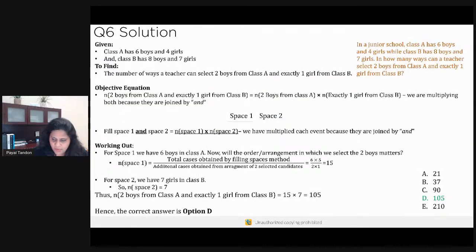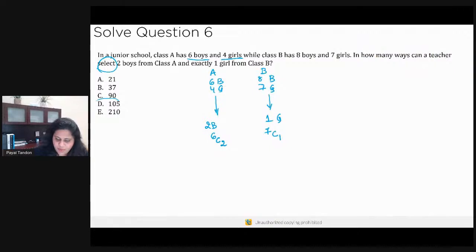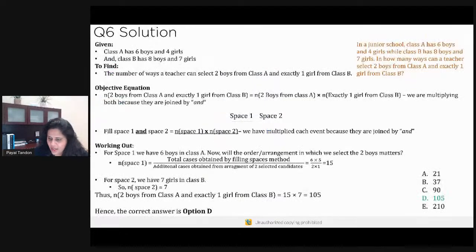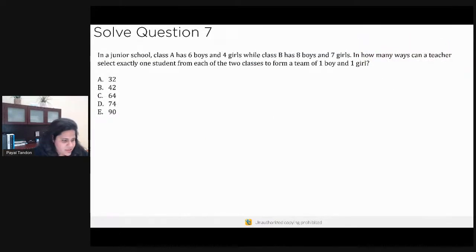Let's move on. The correct answer here is choice D, which is what everyone selected. So that's good. Let's move on to the next question. This question is a slight variation of the previous one. Let's solve this one.